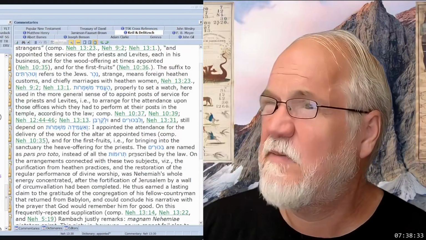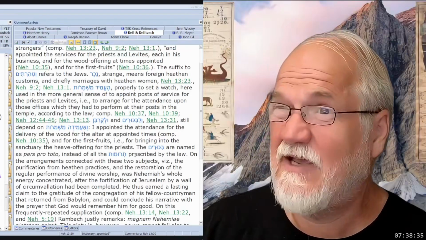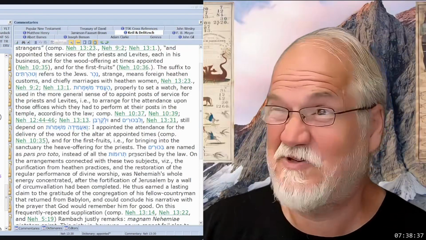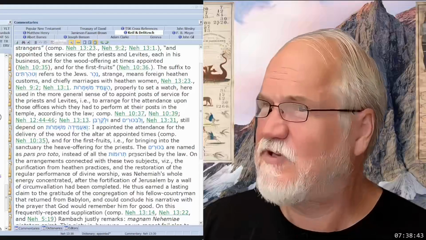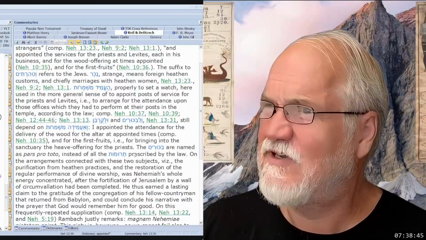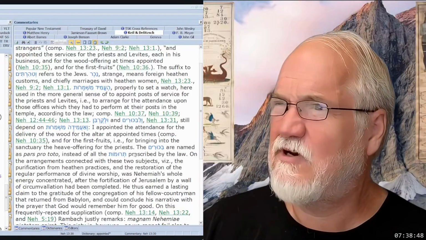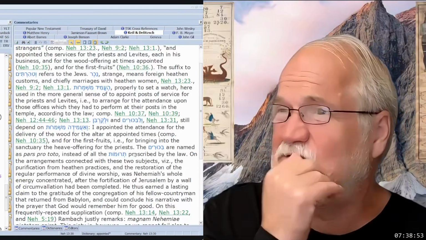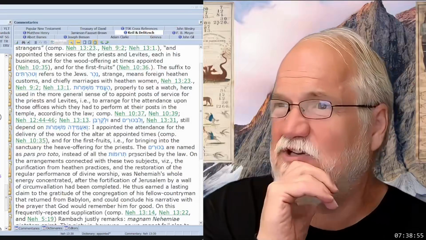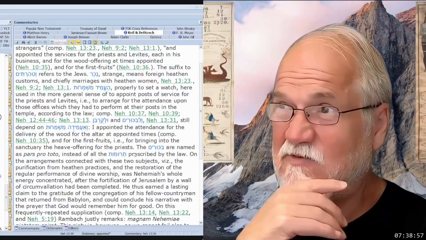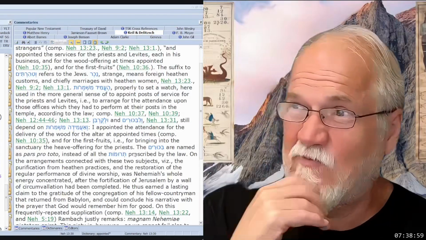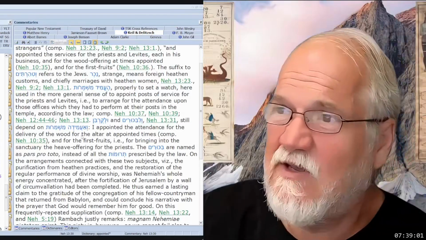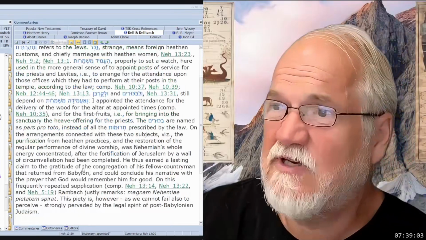The Bakharim are named as pars pro toto instead of the terumot prescribed by the law. The arrangements connected with those two subjects, the purification from heathen practices and the restoration of the regular performance of divine worship, were where Nehemiah's whole energy was concentrated.